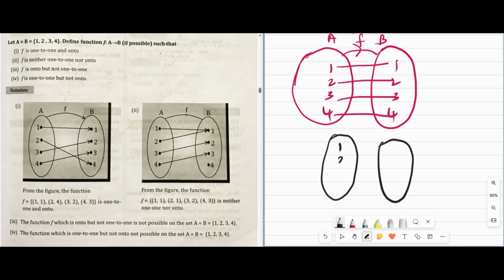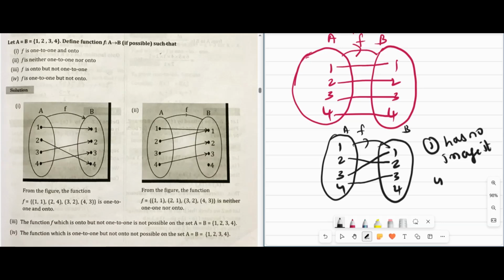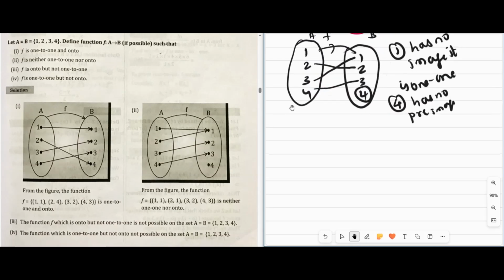We have 1, 2, 3, 4 and 1, 2, 3, 4. I'll take one element which is not having an image, while the other elements are having images. So 1 has no image, so it is not one-one. And 4 has no pre-image, so it is not onto.